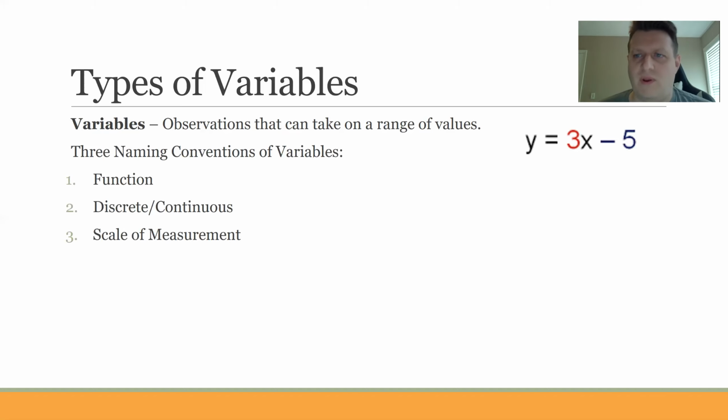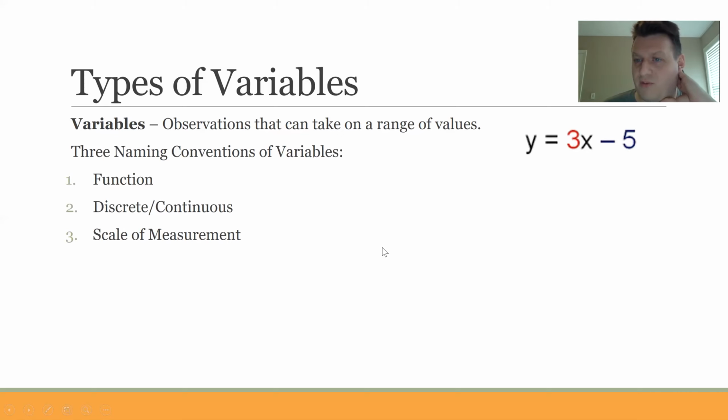All right, so 3 different naming conventions we're going to use for variables. Function, things like independent variable versus dependent variable. We've already talked about that. You've used these terms many times before. The distinction between discrete and continuous variables. This is important. It lets us know what the best way of displaying the variable is, what kind of graph we should use, what kind of frequency distribution we need to look at to gain a sense of a graphical representation of that variable. And the last one is the scale of measurement.